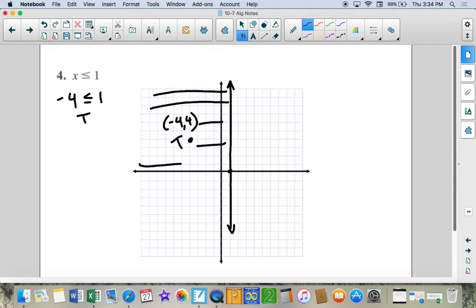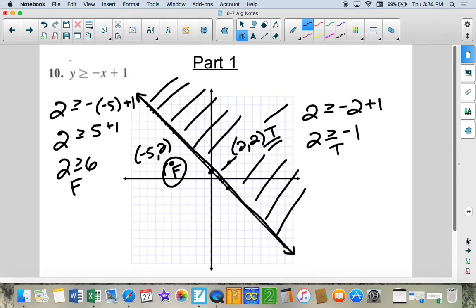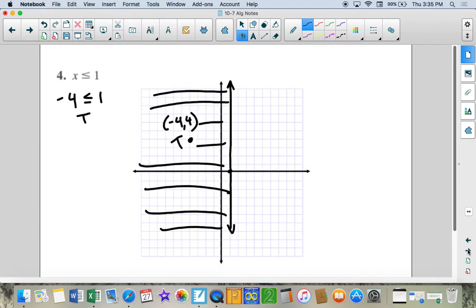So we're going to always shade the true side. So I'm going to draw those hairs. I don't have to test a point over here because I know that it's going to be false. So I really only need to test one point. We tested 2 here just to show that there was a difference. But from this point on, you don't have to test 2 points. You just have to test 1 point.